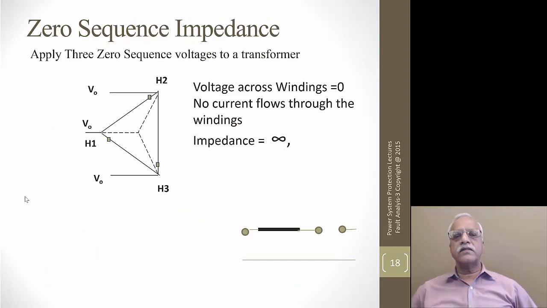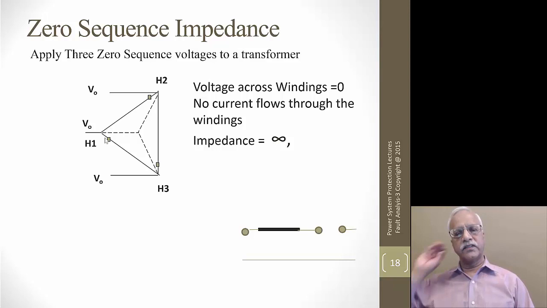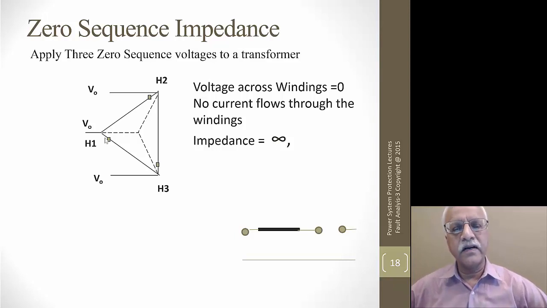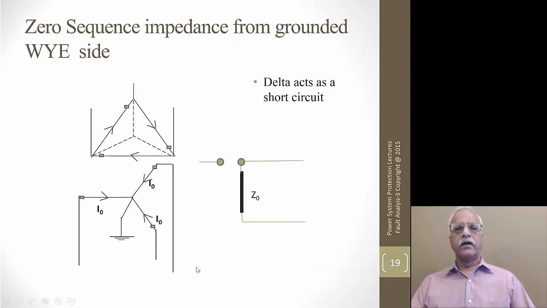Apply zero sequence. Now, if you apply a zero sequence voltage to a delta, what happens? The voltage across H1 and H2 is the same, V0, right? So there'll be no current. That means you are applying a voltage and there is no current, so the impedance is infinite. So the delta terminals of a transformer offer infinite zero sequence impedance, and it can be represented as shown here.